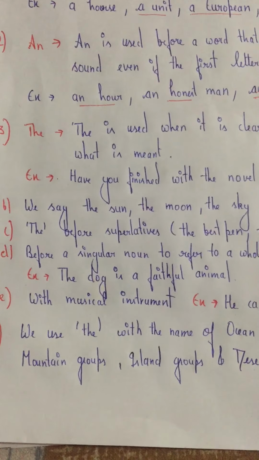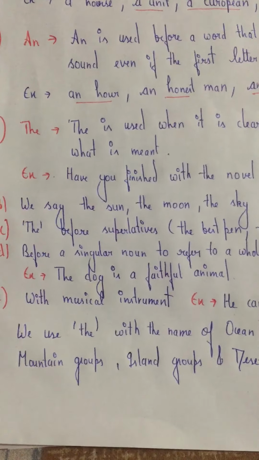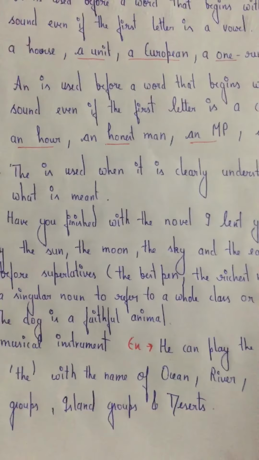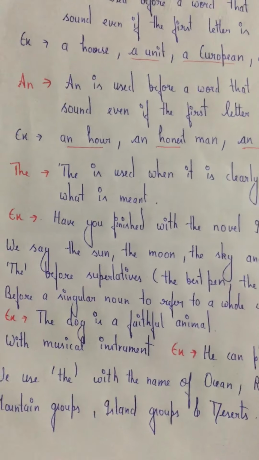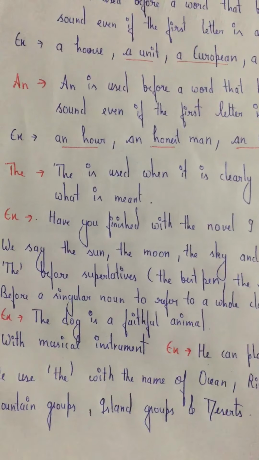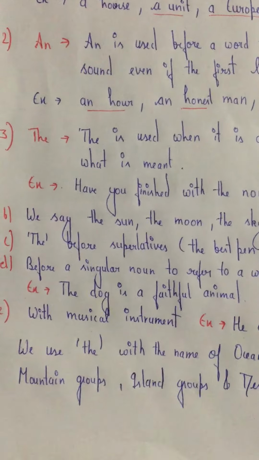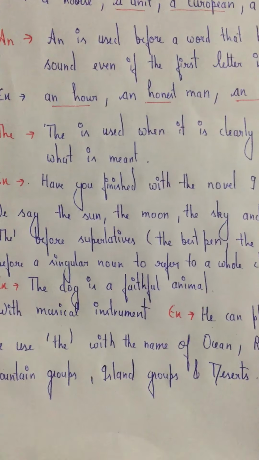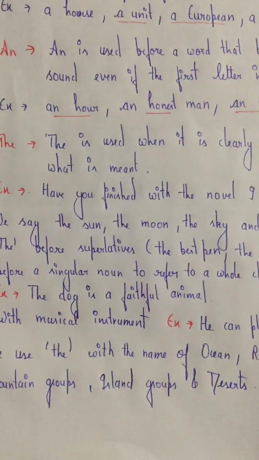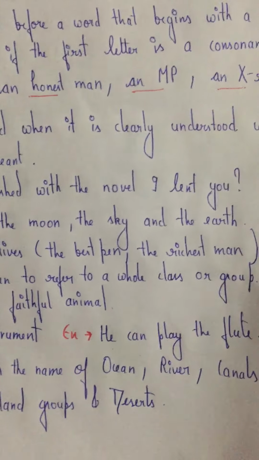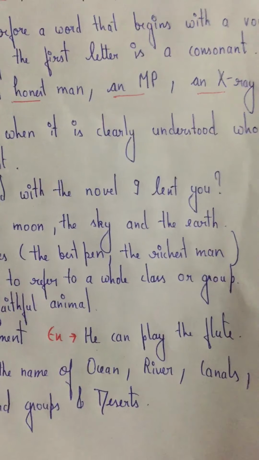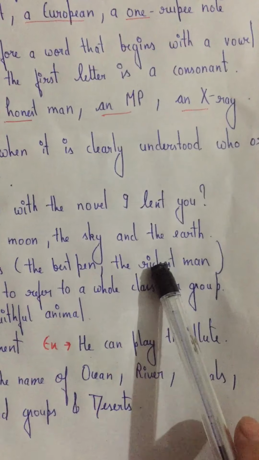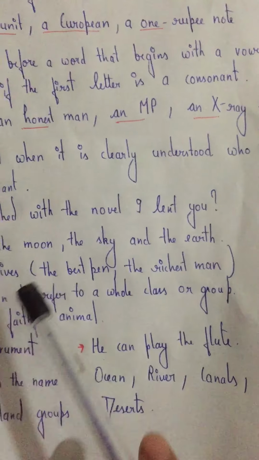Let's see where the is used. We say the sun, the moon, the sky and the earth, which is only one in the universe and which is fixed, right? There we use the. The before superlatives. You must be aware of superlative degrees. So before superlative degrees we use the. For example, the best pen, the richest man. Best is a superlative degree, richest is a superlative degree. So we are using the before it.